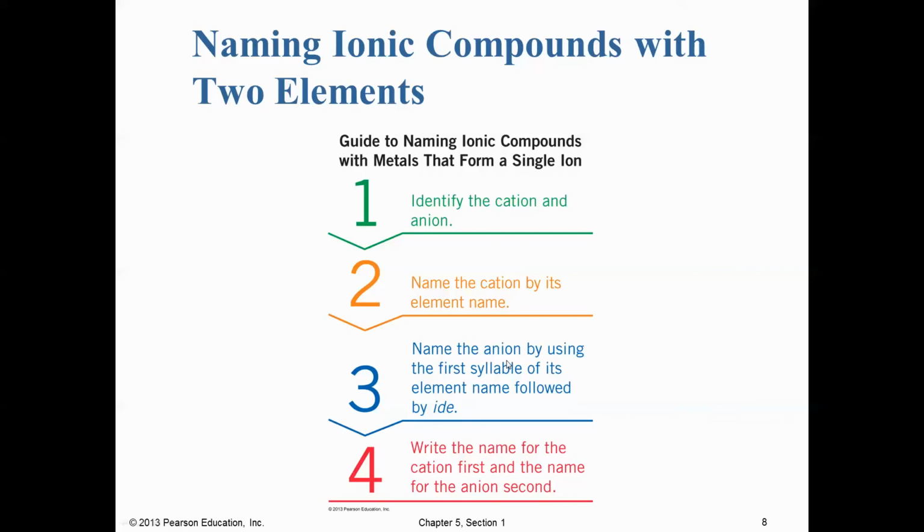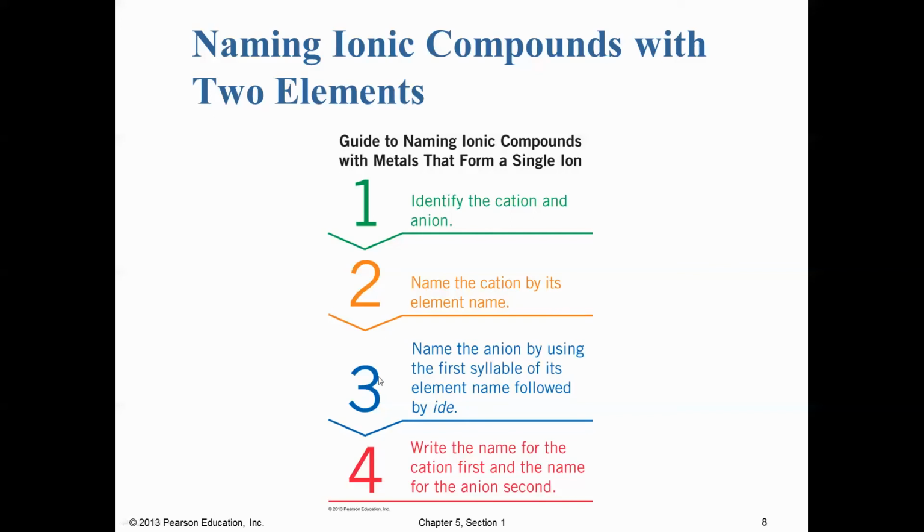So when it comes to naming the cation, it has a very simple naming system. The cation, the metal ion, is named after the element. So sodium atoms form sodium ions, calcium atoms form calcium ions, and so forth. We do nothing to change the name for those.